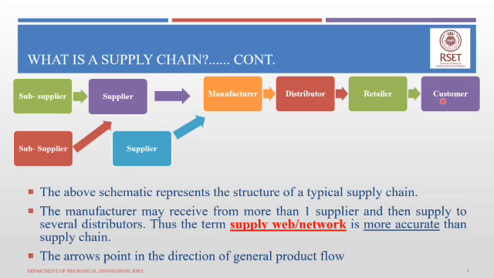Now in the transportation element, you might have a transporter. So in the transportation of goods from the manufacturer to the distributor, during that particular product flow, you might have transporters, which are third parties.